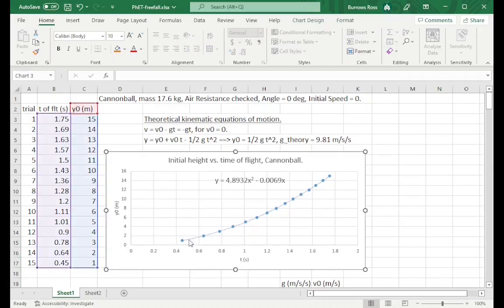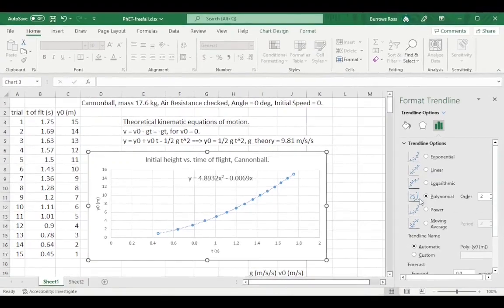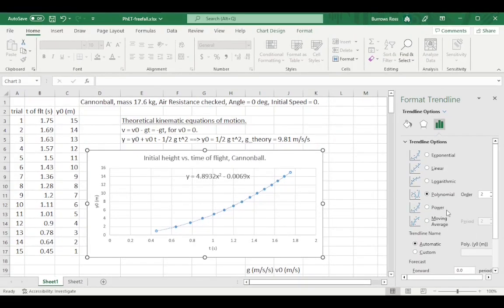Okay, so here we plotted the data. Then, for that data, we added a trend line. In this case, we didn't use a linear trend line. That would be a linear trend line. You can see it doesn't really fit the data. But we used a polynomial order 2, and you'll see why we did that as we go on here.